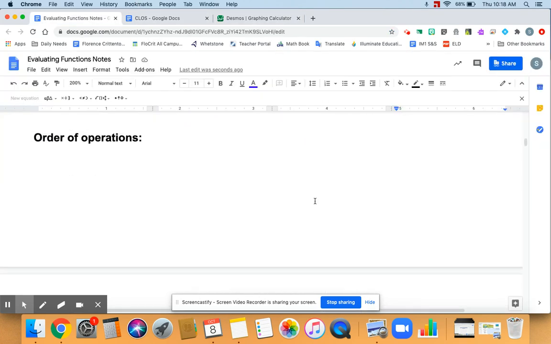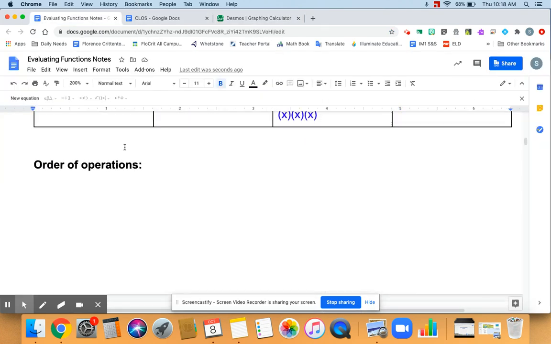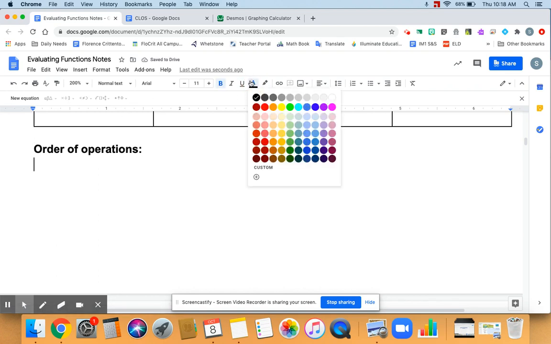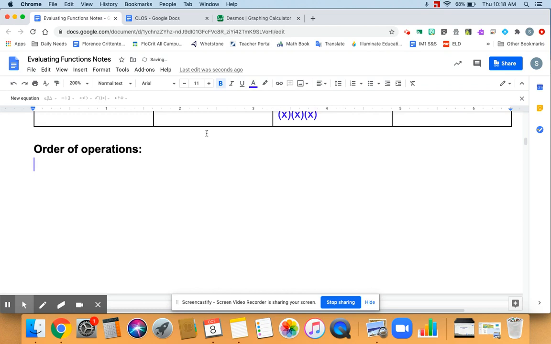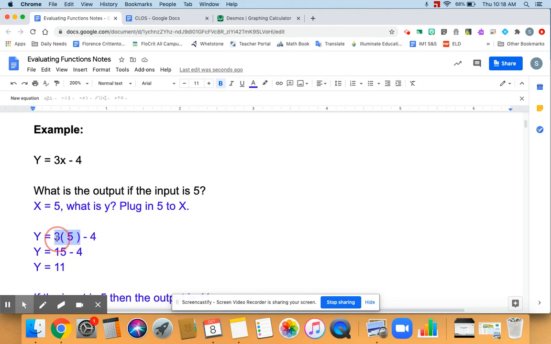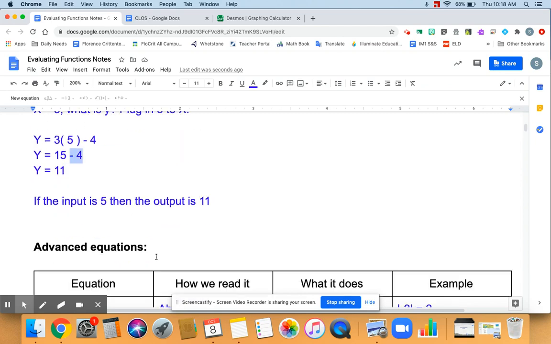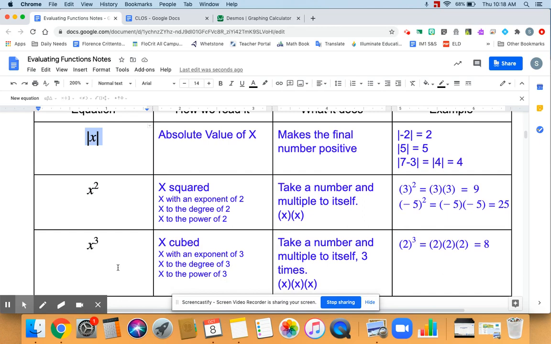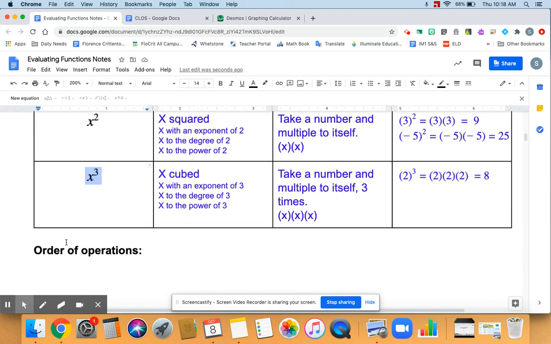So let's talk about the order of operations. Whenever we do math, there is a rule, and the rule says that some operations are stronger than others. Now, operations are just things we do in math. Like some things we've done in math so far, if I go through my examples, here we multiplied 3 times 5, so multiplying is an operation. Subtracting is an operation. Here, squaring is an operation. Absolute value is an operation. Cubed is an operation.